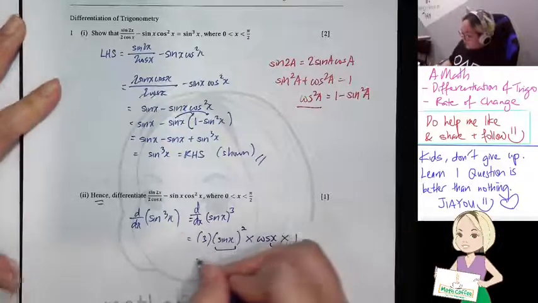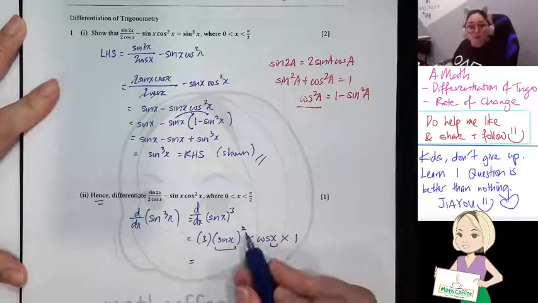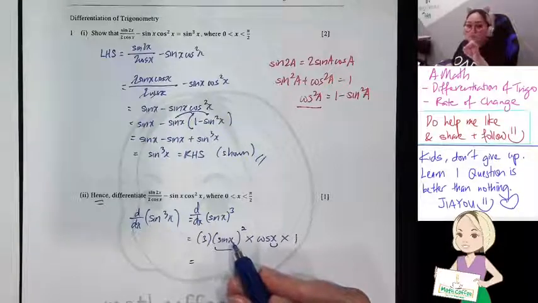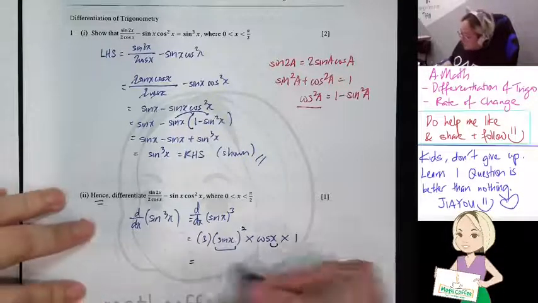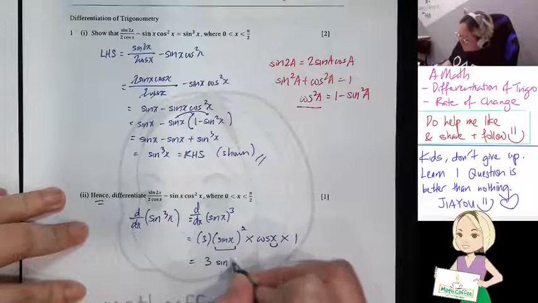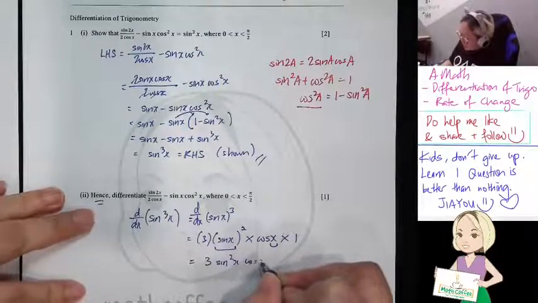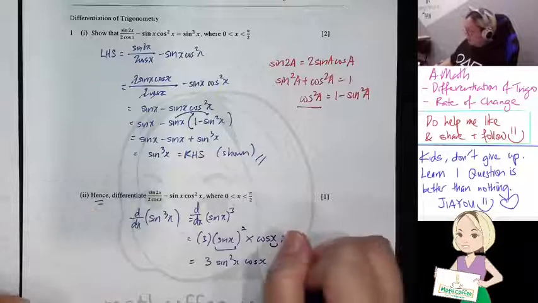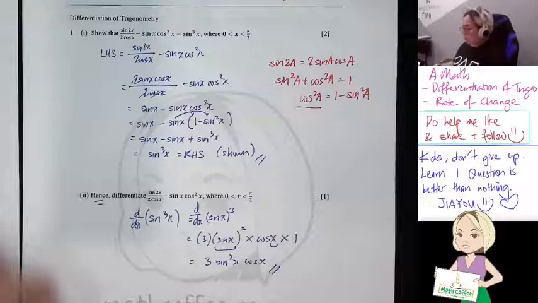Okay. So then after that, simplify. So now, of course, this square you have to put back to the normal rules of how you should present for your Trigo. So this should look like 3 sine square x cosine x. And you're done. Okay? So this is how you differentiate.